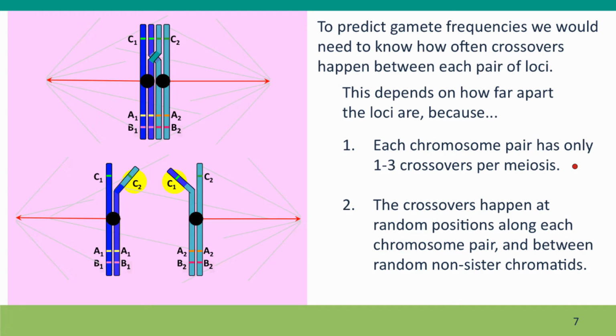So, if we were to actually predict the gamete frequencies quantitatively, we would need to know how often crossovers happen between each pair of loci. This depends, of course, on how far apart the loci are. Because each chromosome only gets one or a few crossovers, and the crossovers happen at random positions, most of the crossovers happen between genes that are far apart, and they rarely happen between genes that are close together. But we have to know the actual numbers of recombination events to predict the actual frequencies of the gametes.